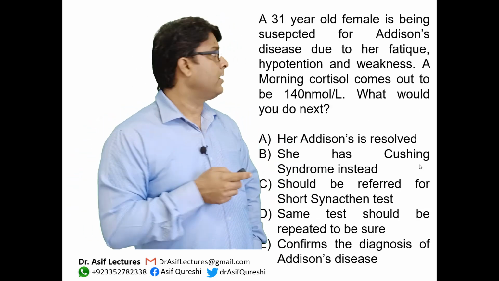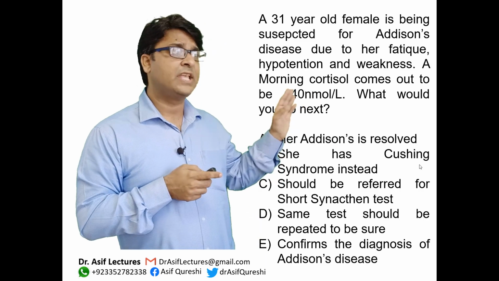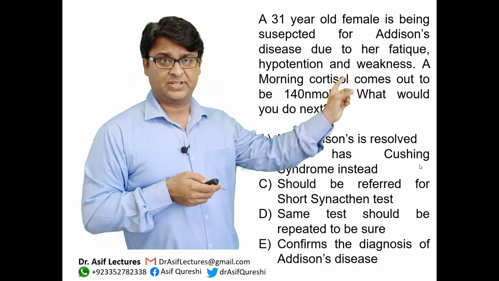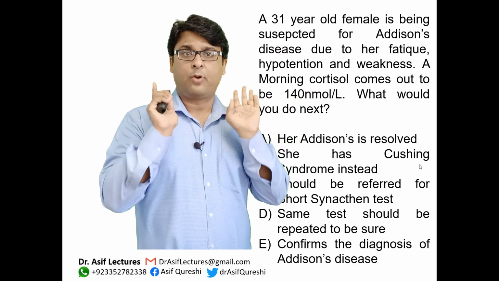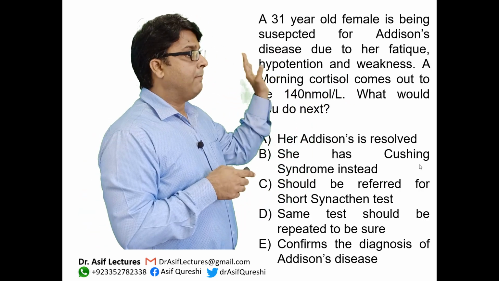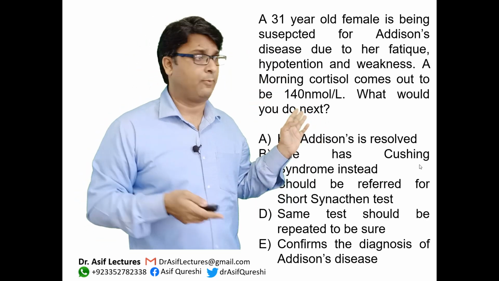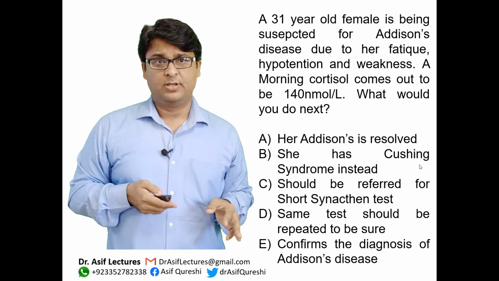Another big question: a 31-year-old female is being suspected for Addison disease, due to her fatigue, hypotension, and weakness. So they tell you the diagnosis, no problem for you up till there. A morning cortisol comes out to be 140 nanomoles per liter. They're also giving you the laboratory finding. What would you do next?